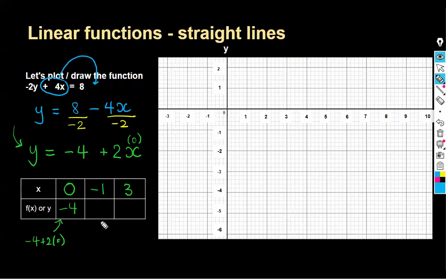For this one, we're replacing x with -1. -4 plus 2, and we're replacing this x with what? -1. 2 by -1 is -2. -4 minus 2 is -6. Right. Let's hope the next one fits. I've run out of space, but I'll squeeze them in here. -4 plus 2, I'm replacing this x with 3. -4 plus 6 is +2.